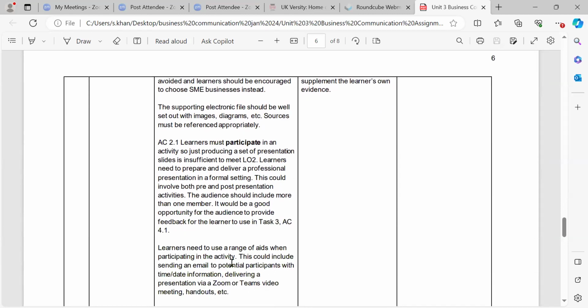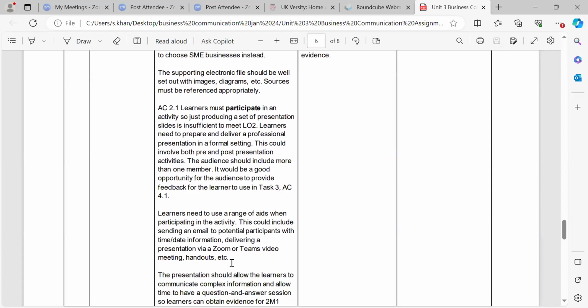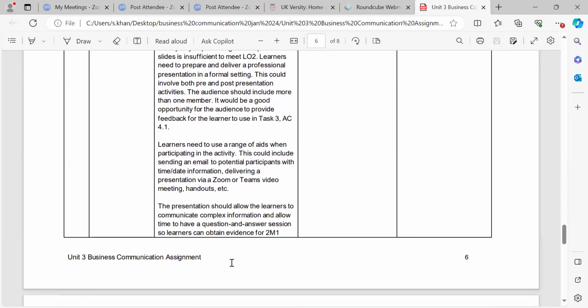2.1 must be participating activities, so producing a set of presentation slides is insufficient to meet learning outcome 2. Learners need to prepare and deliver a professional presentation in a formal setting. This could involve pre- and post-presentation activities, and the audience should include more than 1 member. It should be a good opportunity for the audience to provide feedback for the learner to use in task 3. Learners need to use a range of aids when participating in the activity.